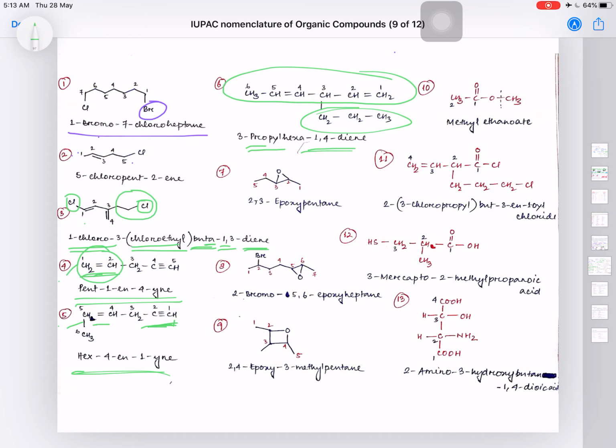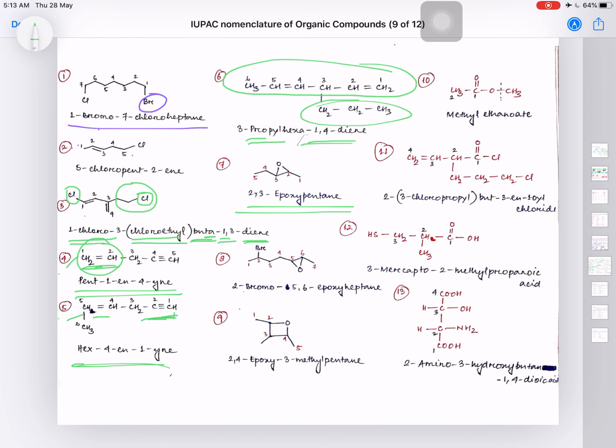This is the epoxide ring. Epoxides are named like this. Say, epoxide means 2 carbons will be connected to oxygen. Okay, so you have to number both the carbons where the oxygen is connected. So it is connected in 2, 3 position. So it is 2,3-epoxy pentane. Okay, then we have this one.